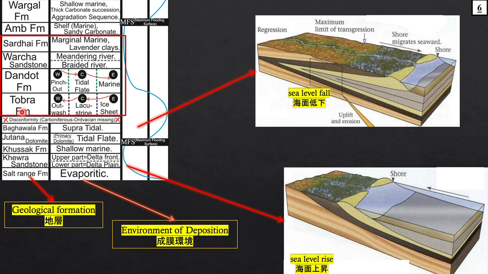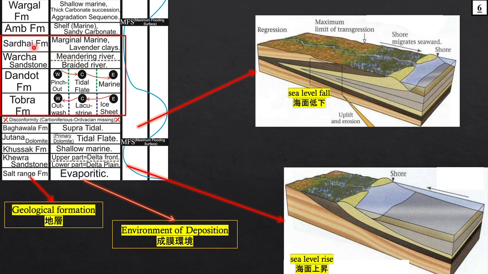So the early Permian rocks in Pakistan, their depositional model, sea level changes and tectonic implication. The early Permian Nilawahan Group of Pakistan is Tobra, Dandot, Warcha, Sardhai. The Tobra Formation is ice sheets, lacustrine and outwash, mainly glacial deposit, so it represents sea level fall. While the Dandot Formation, which is the marine setting, represents the sea level rise.